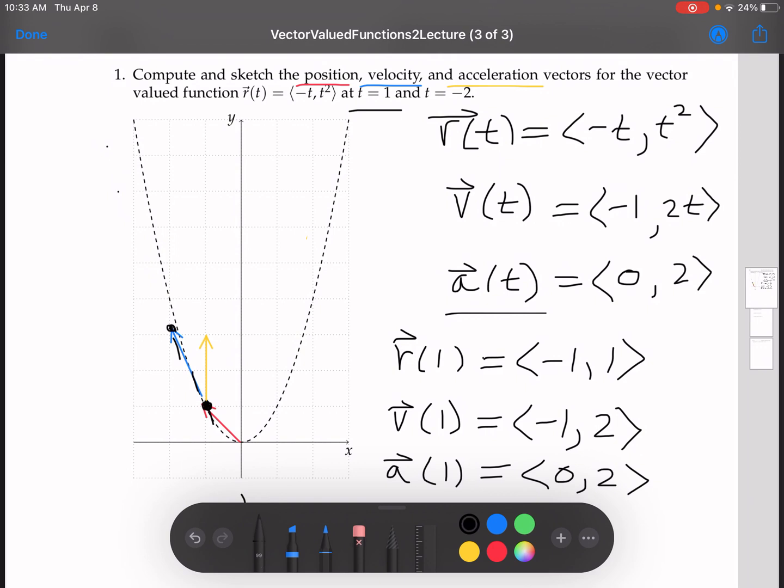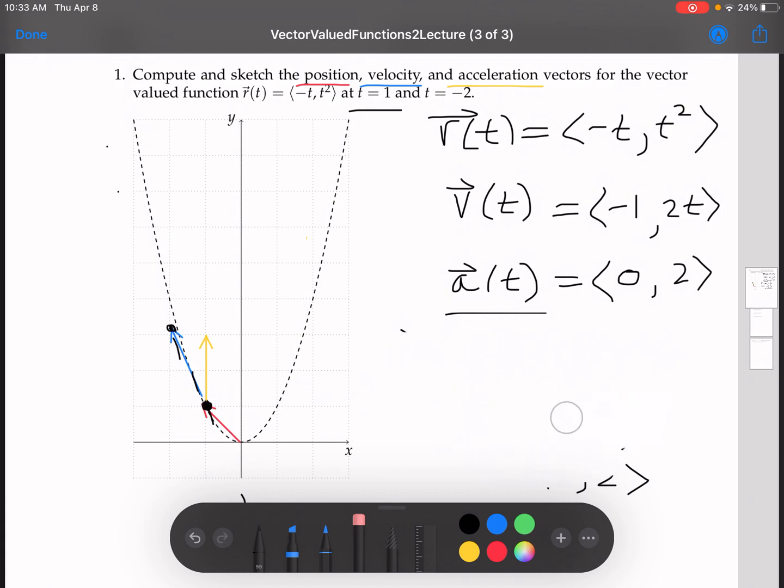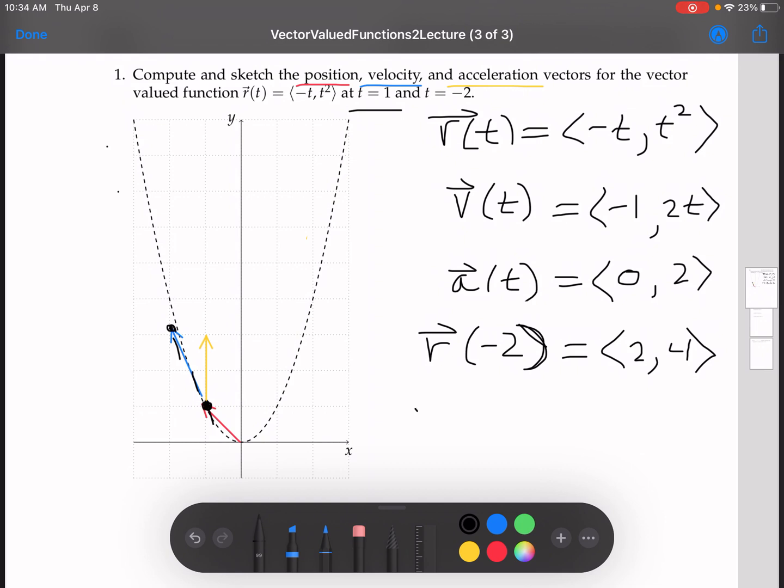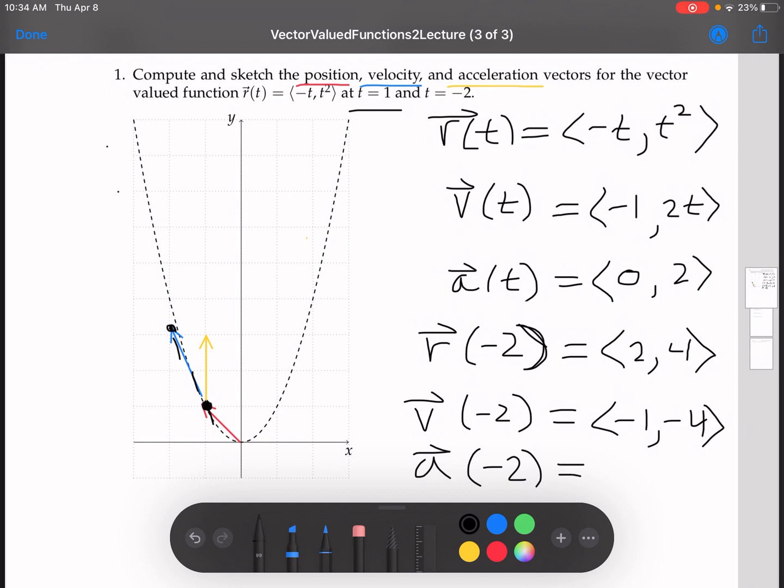All right, so now let's move on to t equals -2. All right, so r of -2 is 2, 4. v of -2 is -1, -4. And a of -2, again, acceleration. Remember this one's constant. It's always 0, 2.